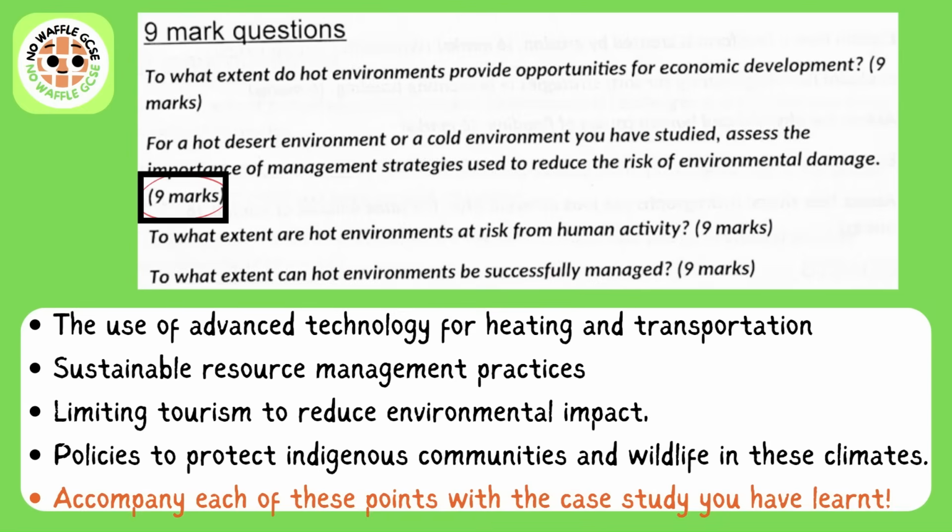For example, in the areas of America which are really cold, they limit the number of ships that can access those very cold areas so that they don't end up causing pollution in the water and disturbing the wildlife too much. Policies to protect indigenous communities and wildlife in these climates as well, because they are an important way of maintaining sustainability, not harming the indigenous communities.